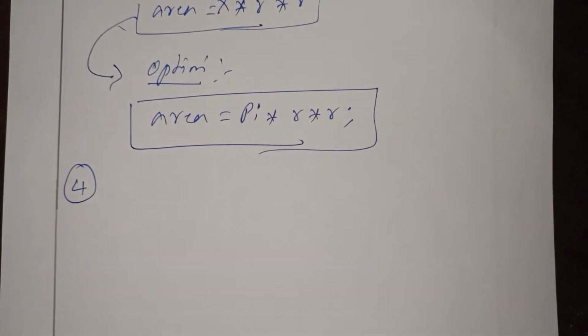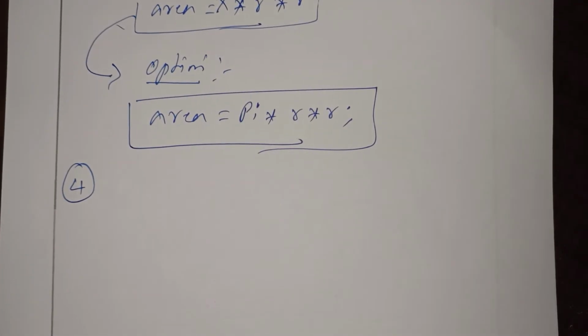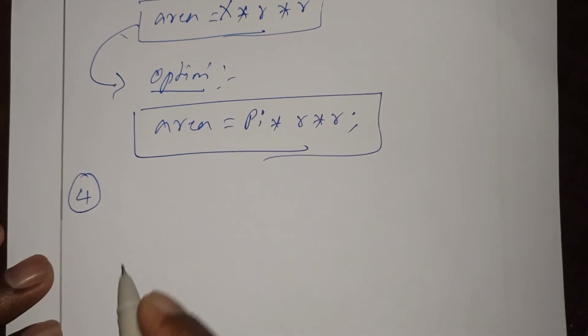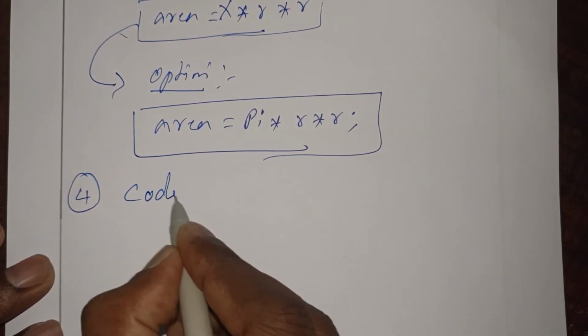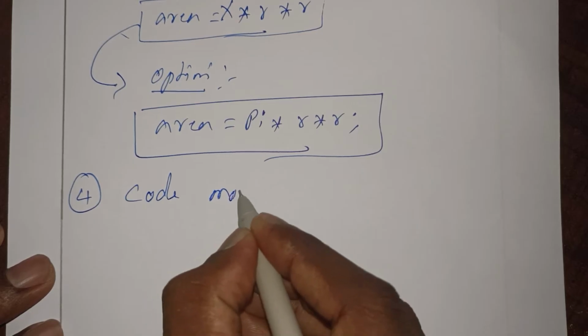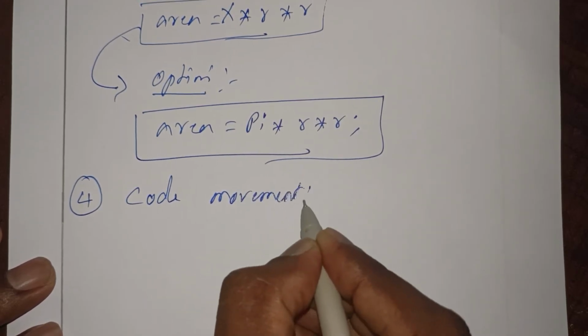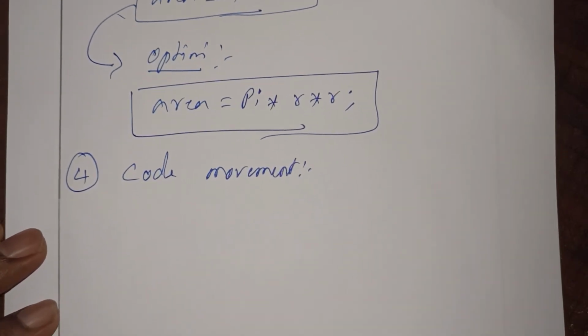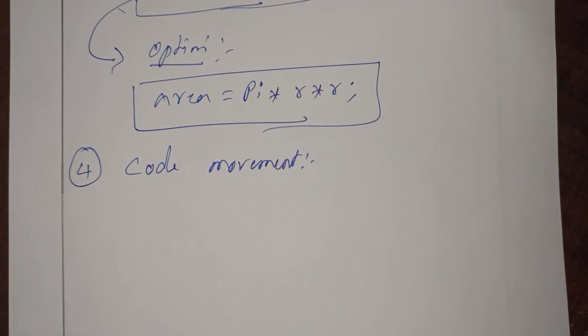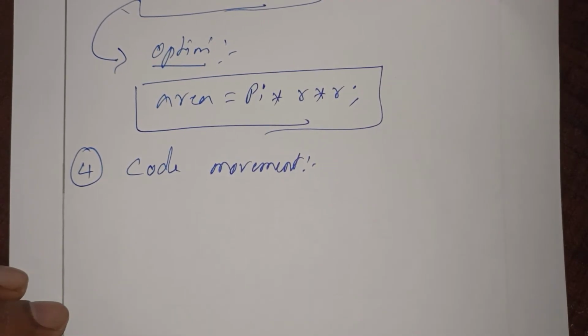Okay, let me take you to the fourth approach in principal sources of optimization. The process here you can call code movement. You can do this particular example in any language, whichever language you are comfortable in. So let me tell you what this code movement is.